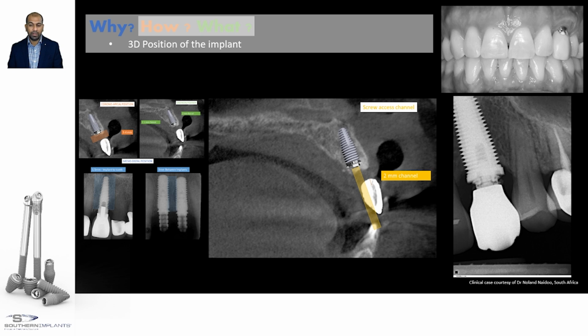Something that people rarely talk about is the screw access channel. So if you want to screw-retain a crown, and we should want to screw-retain the crown, we need to remember that that channel is 2 millimeters in diameter. And we need to allow for that in the reconstruction or the planned reconstruction of our crowns.